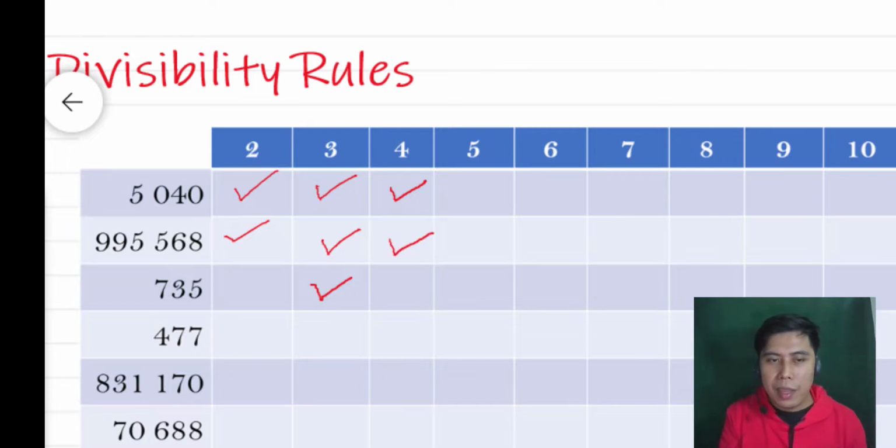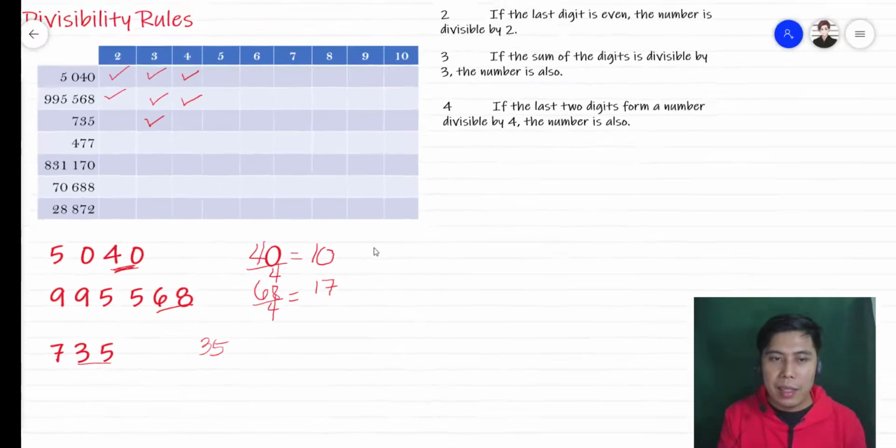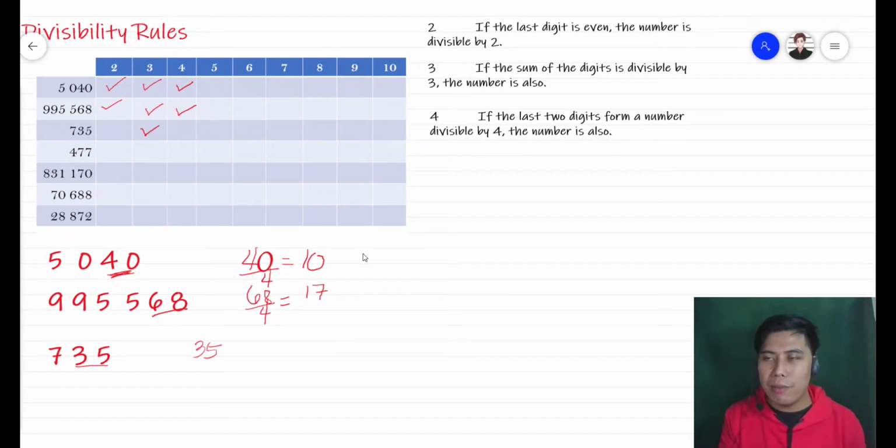How about 735? The last two digits are 35, or 3 and 5. And 35 is not a multiple of 4. So it means that this number is not divisible by 4.